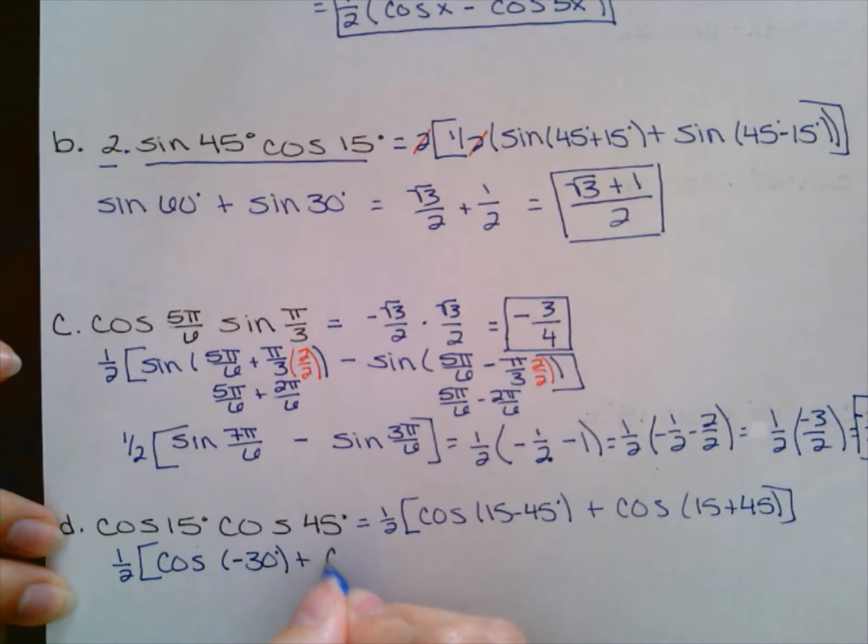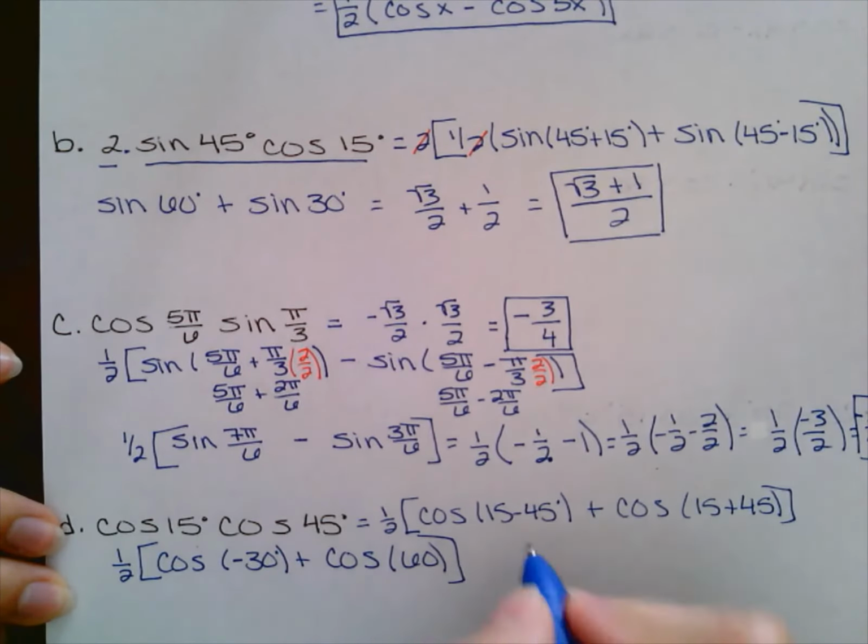plus cosine of 60 degrees. Okay, now remember negative 30 just means instead of going up 30 degrees, we go down 30 degrees on the unit circle, or you can take a quick moment to find coterminal and work that way. Either way works.